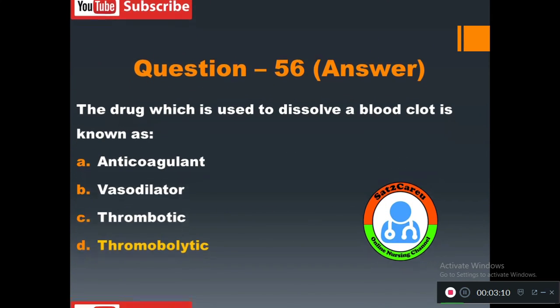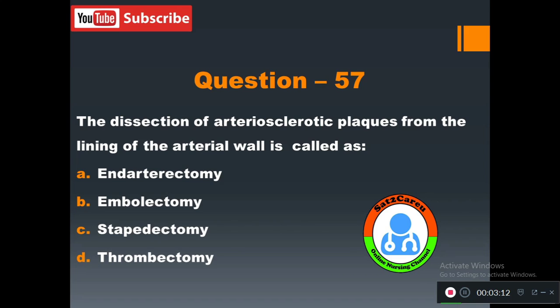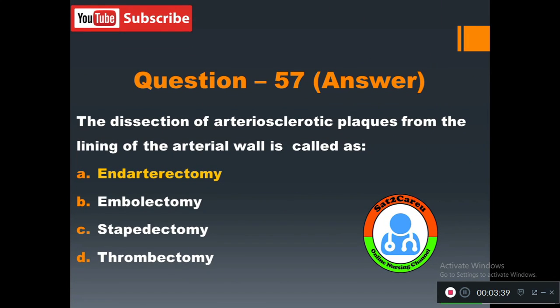Question number 57. The dissection of arteriosclerotic plaques from the lining of the arterial wall is called as option A, endarterectomy, B, embolectomy, C, stapedectomy, and D is thrombectomy. The dissection of arteriosclerotic plaques from the lining of the arterial wall is called as option A, endarterectomy.